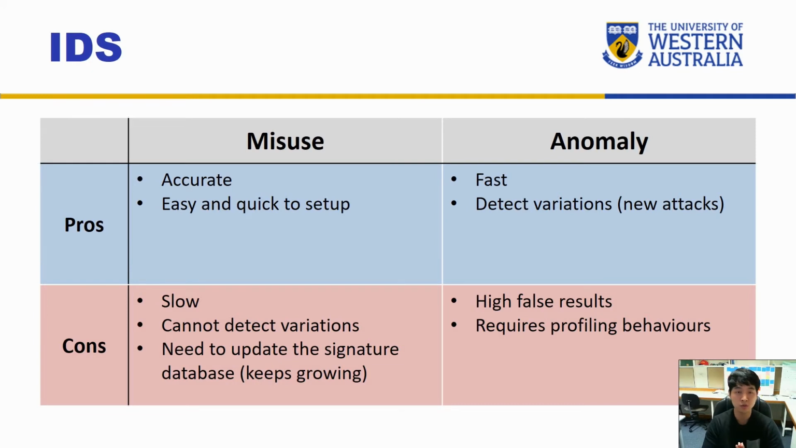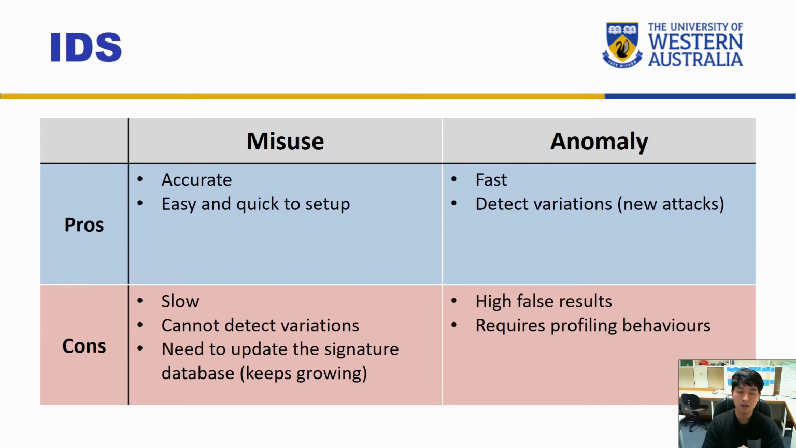Like for instance, misuse case, the pros are that it's accurate. We know it's actually an attack and we can detect it quite easily, and it's easy and quick to set it up. However, it can be very slow, especially when your list of knowledge base grows, and it cannot detect variations that easily. Okay. And to capture those, you have to update your signature quite frequently as well.